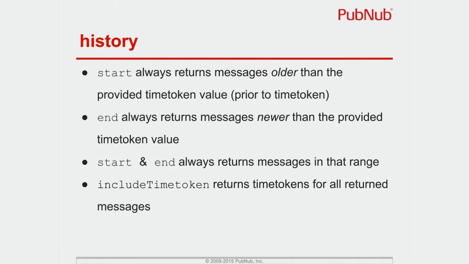If you supply values for the method, start always returns messages older than the provided token, not that particular time token, but any message older than the provided token. End always returns messages newer than the provided time token. And then start and end together, obviously, will allow you to isolate a range of messages that you want to retrieve from history.